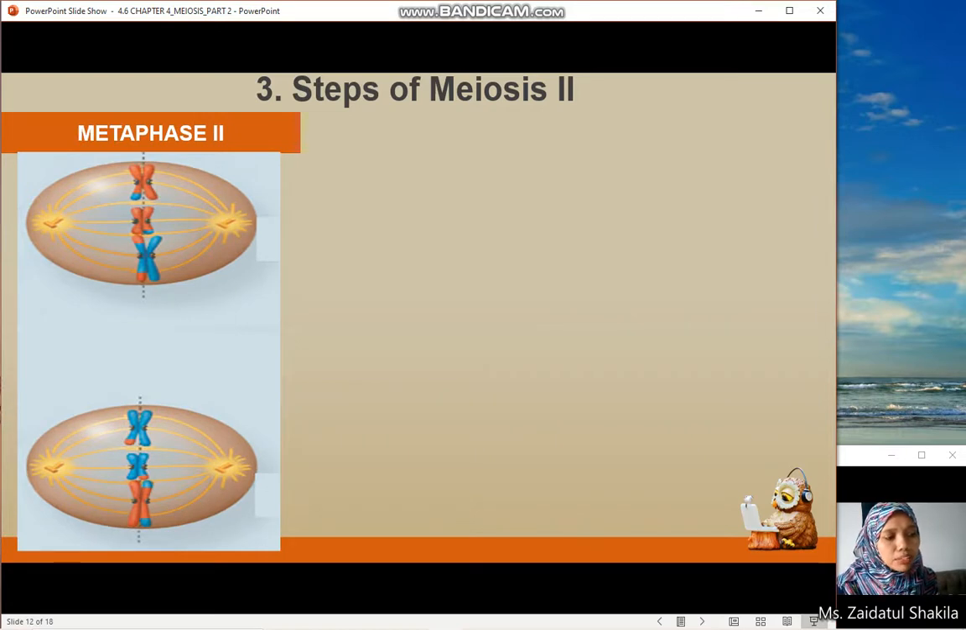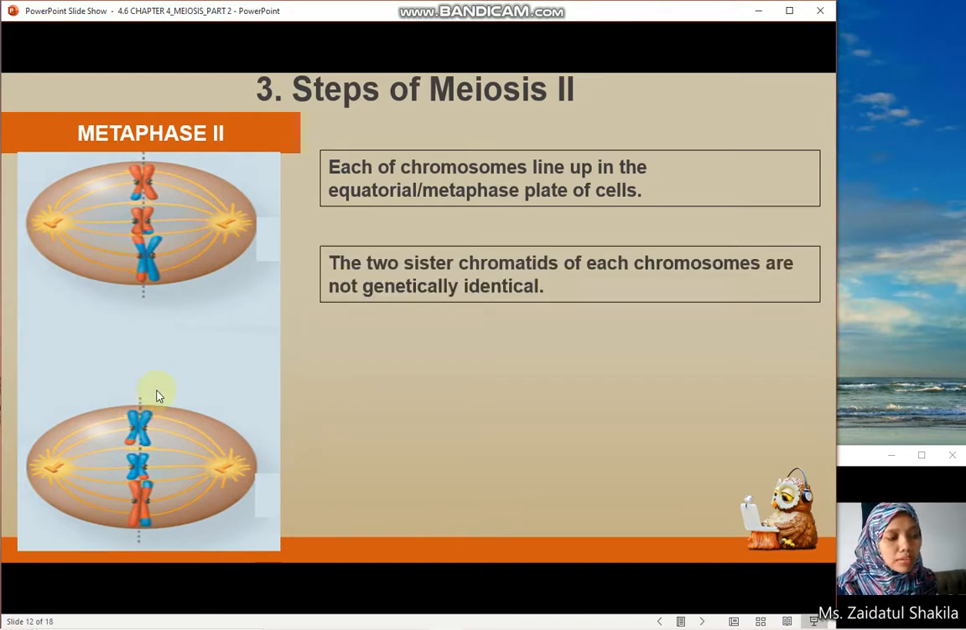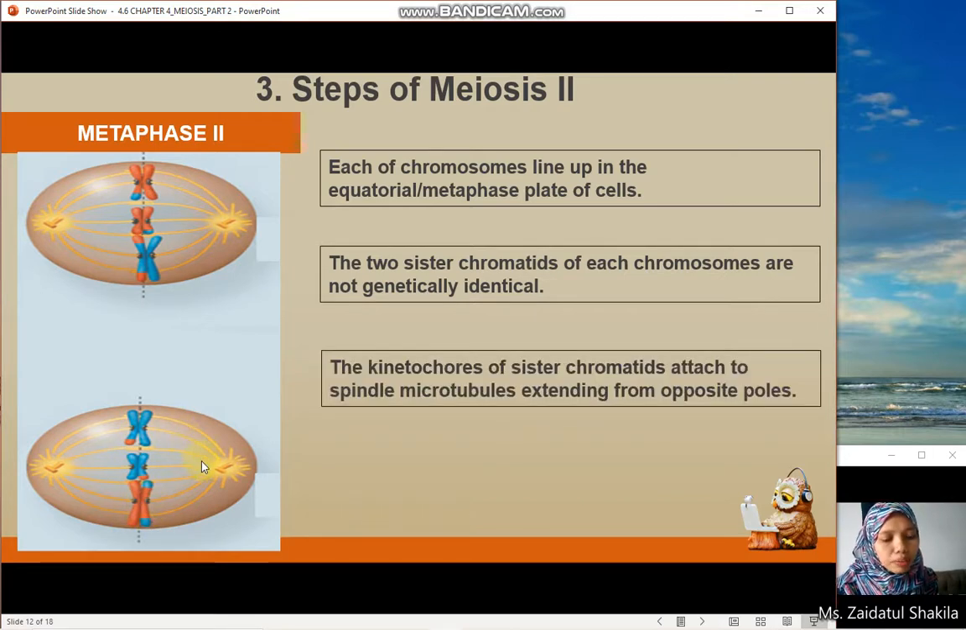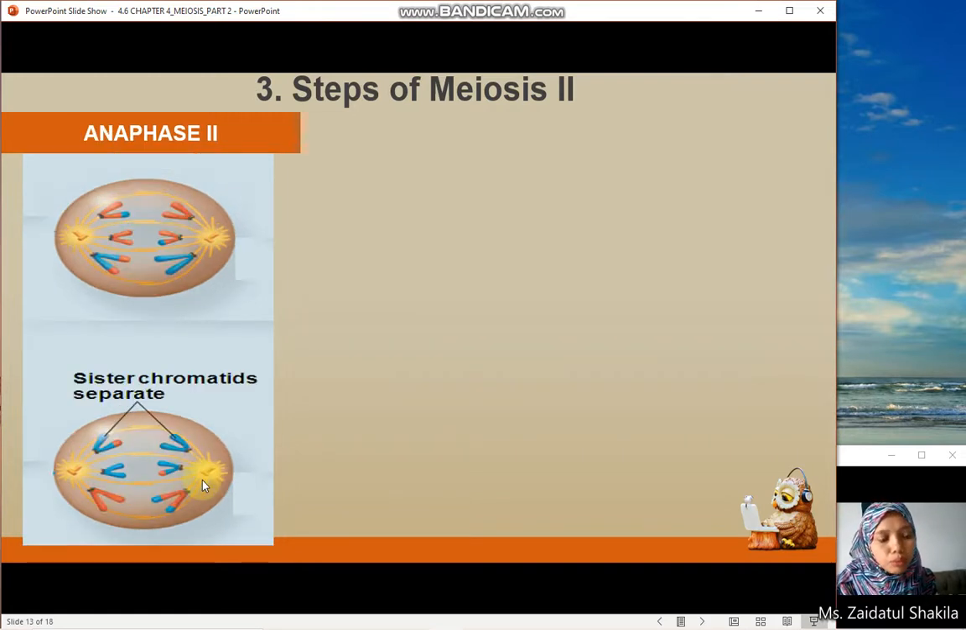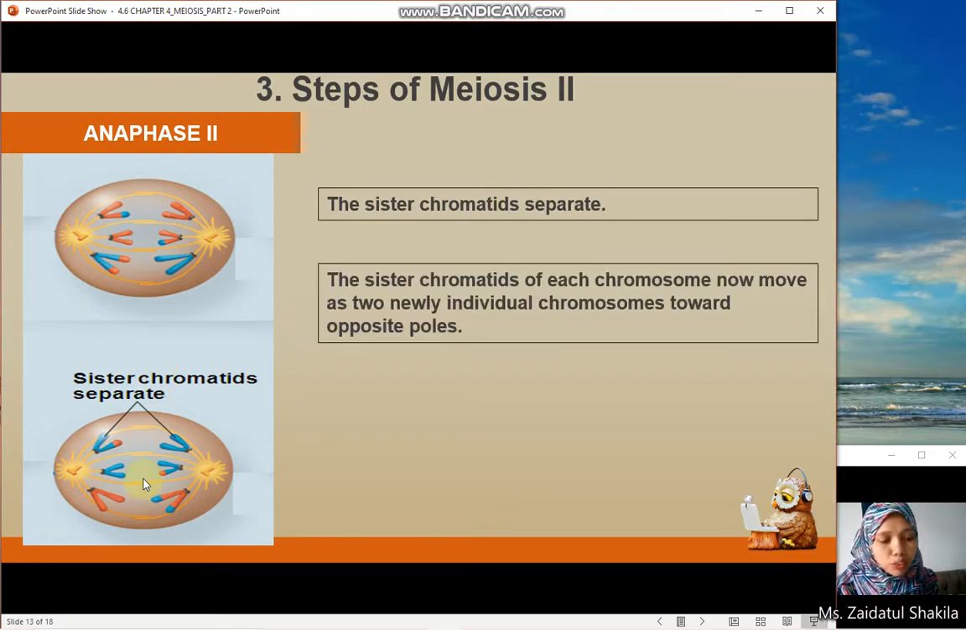And then in metaphase 2, each chromosome lines up in the metaphase plate of the cell. The two sister chromatids of each chromosome are not genetically identical. The kinetochores of sister chromatids attach to the microtubules extending from opposite poles. Next, during anaphase 2, the sister chromatids separate. There is a division of the centromere. The centromere breaks up, and the sister chromatids of each chromosome now move as two newly individual chromosomes toward opposite poles.